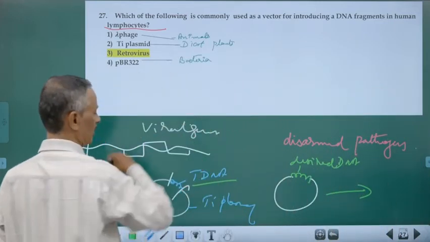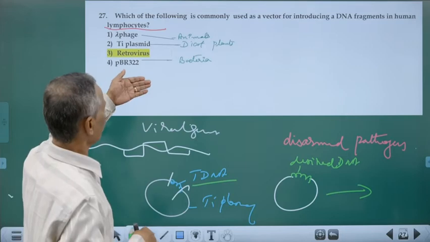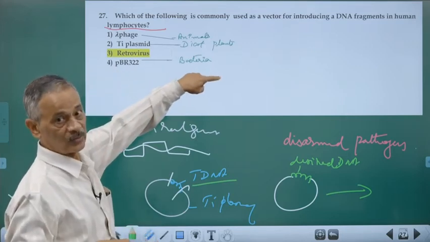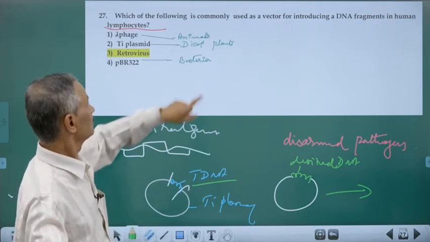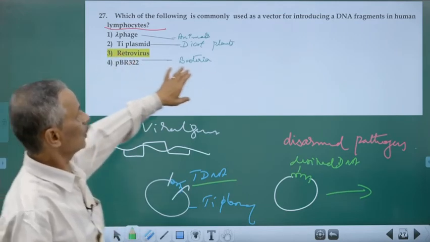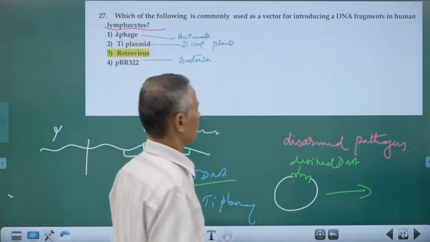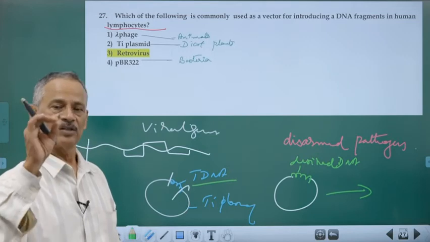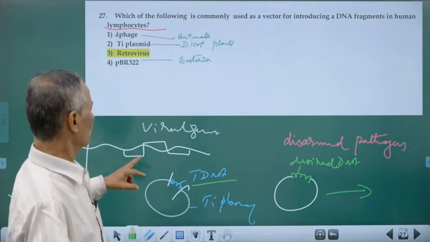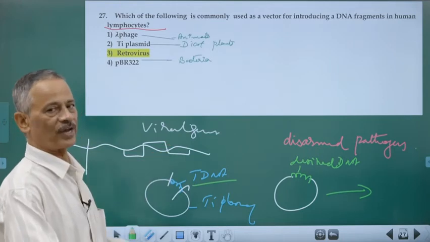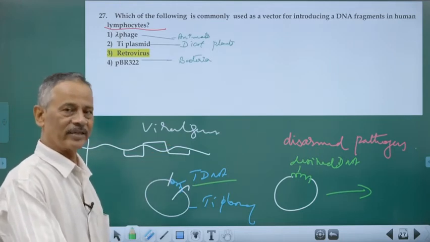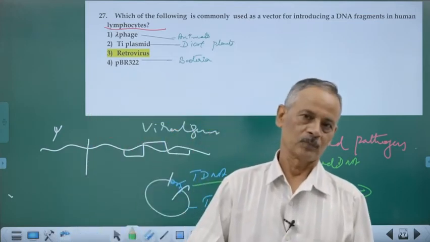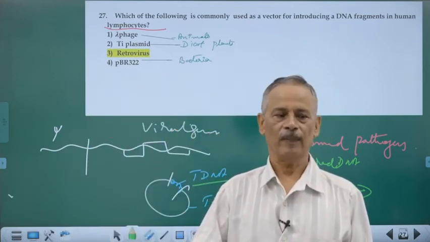pBR322 is an artificial plasmid that Bolivar and Rodriguez synthesized, and it is used for transferring DNA to bacteria. Okay? So, here the question is about human lymphocytes. Ashanti De Silva was treated by using 2 varieties of retroviruses, one helper and the other one the vector retroviruses.